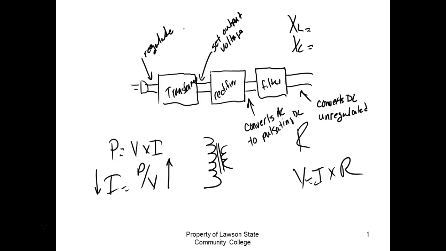So the output of that filter will vary if your AC coming in varies, or if your load varies. And of course we get that thing called the ripple voltage, right? And then eventually we're going to add a regulator. What's the regulator going to do? It's going to regulate. It's going to try to maintain a constant output.